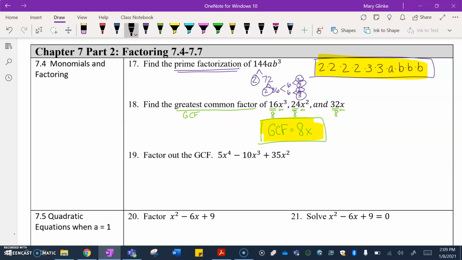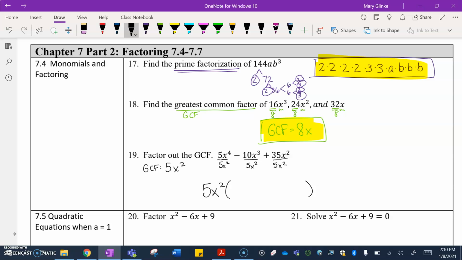So now what we want to do is take that GCF and factor the GCF out. The first thing is to go ahead and identify what is your GCF for this problem. So 5, 10, and 35 all have a 5 in common. And x to the fourth, x to the third, and x squared all have x squared in common. So we're going to take that GCF of 5x squared out, and in order to figure out what is left behind, we can divide everything by 5x squared.